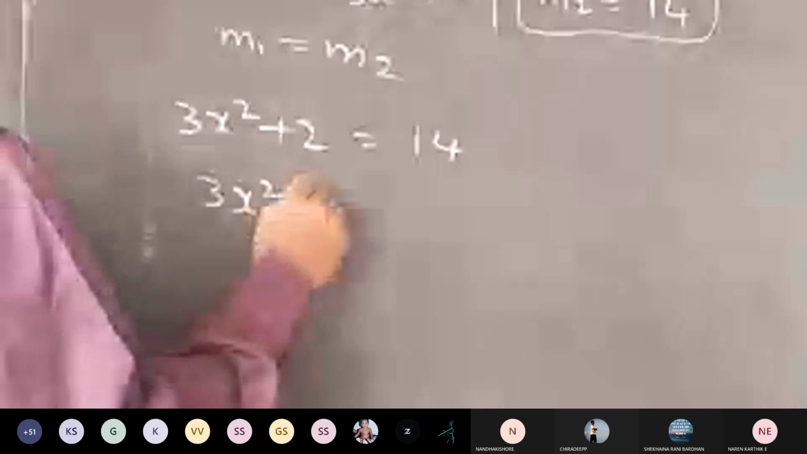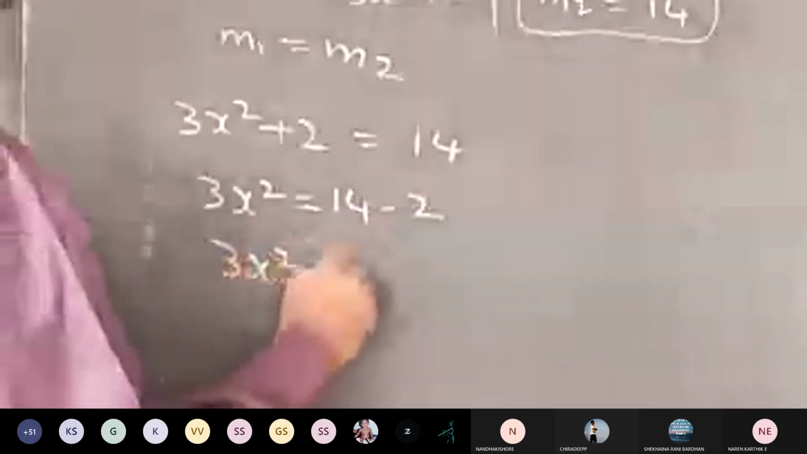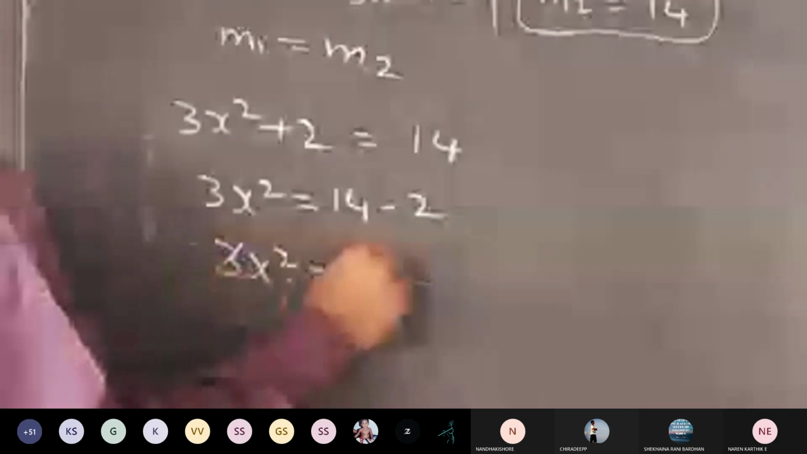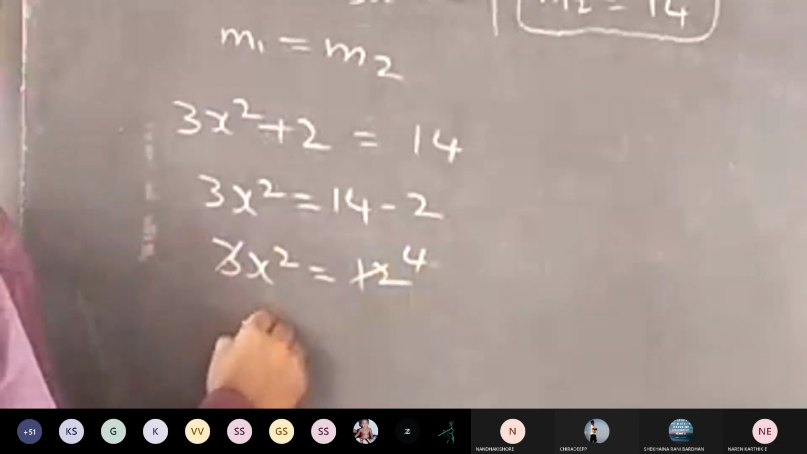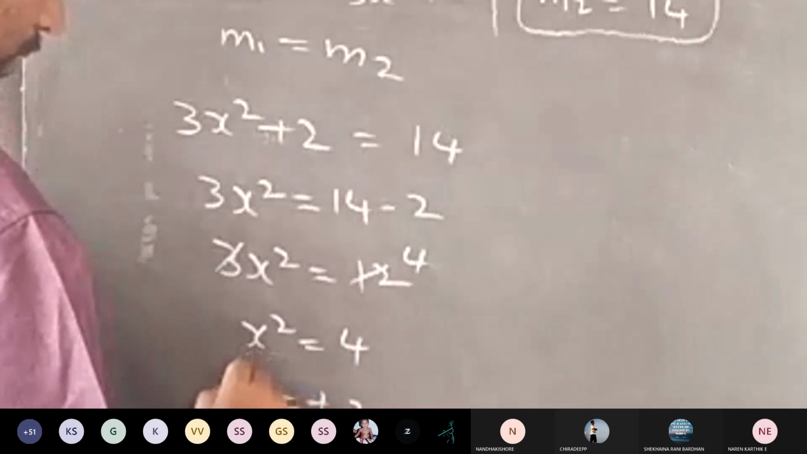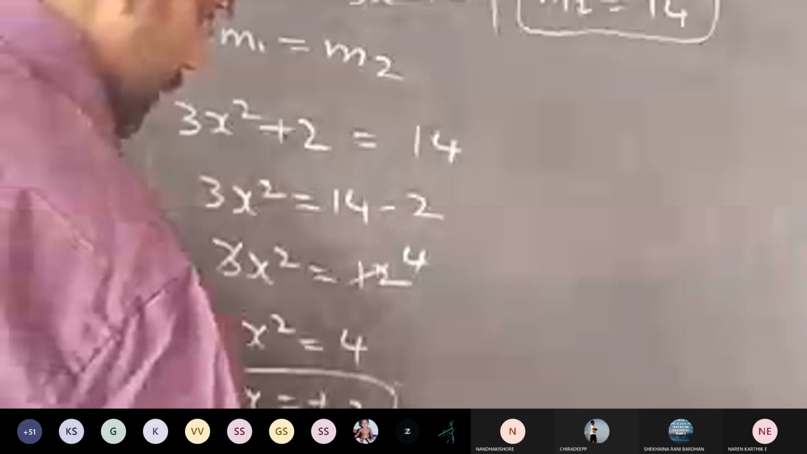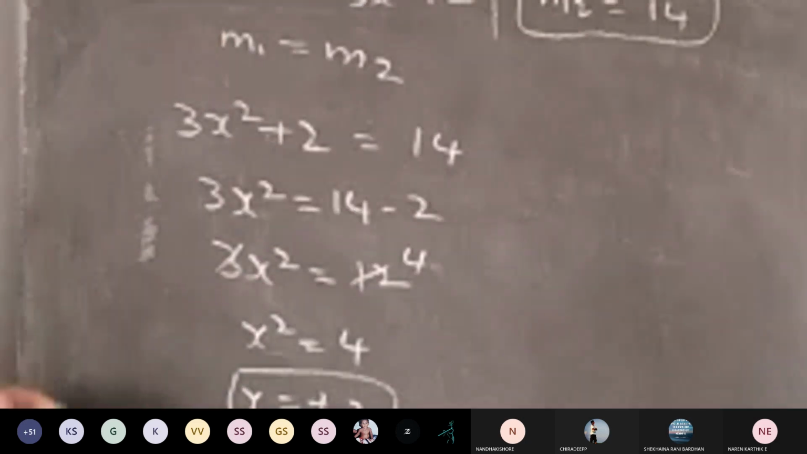So here 3x² = 14 - 2, so 3x² = 12. 3 ones are 3, 3 fours are 12. So x² = 4, x = plus or minus 2. So x = 2 is one condition, x = -2 is one condition.